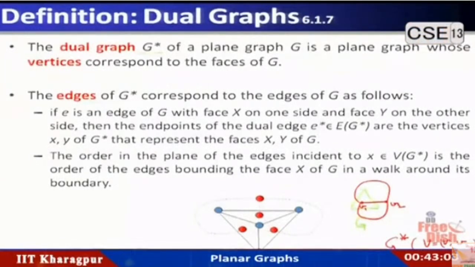So this particular red graph, again I will redraw. G star, that is the dual, is nothing but V1, V2, and it has multiple edges and loops also. So this example shows a multiple edge. Loops will come whenever there is a cut edge.